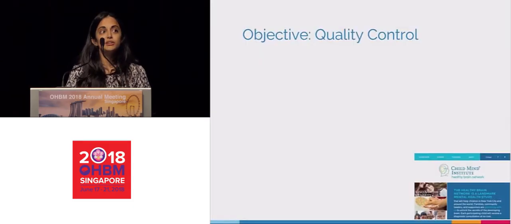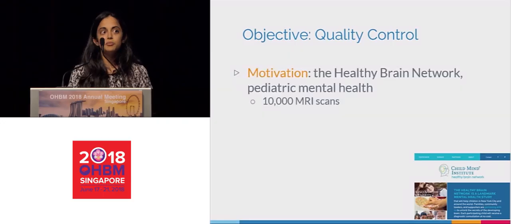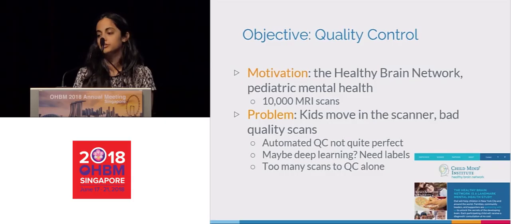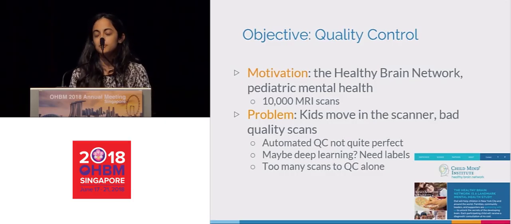So the objective here was quality control. The Healthy Brain Network is releasing up to 10,000 MRI scans in order to study pediatric mental health. And this is really great, but the problem is that kids move a lot in the scanner, as I'm sure many of you know, and these bad quality scans can affect our downstream processing and our statistical inferences, so we want to get rid of them. The problem is that automated QC is not quite perfect.